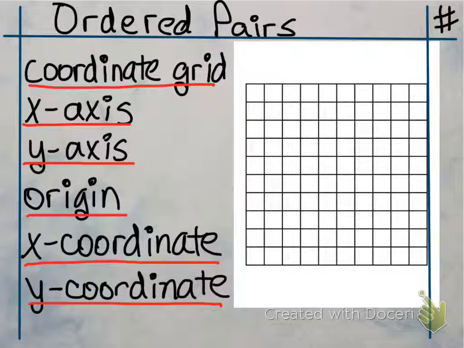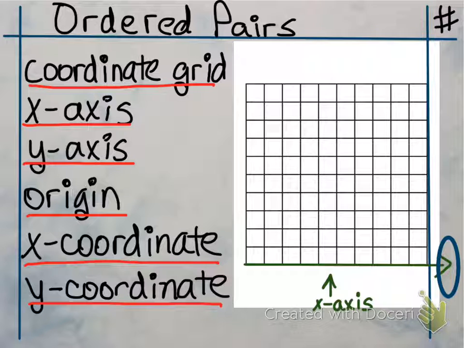A coordinate grid looks much like this, kind of like graph paper. But in order to make it a true coordinate grid, we need to add a few extra features. First off, let's add an x-axis. The x-axis is a horizontal line on our coordinate grid, and you can see that it has an arrow on the end of it. That's indicating that it would continue going on. We just haven't drawn it forever.